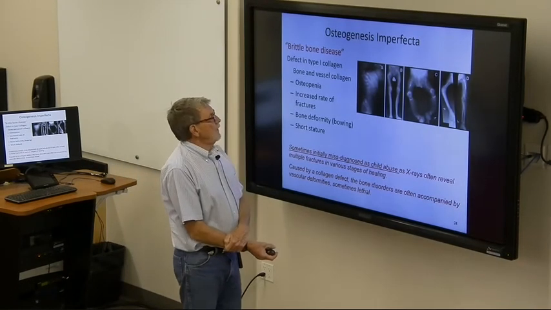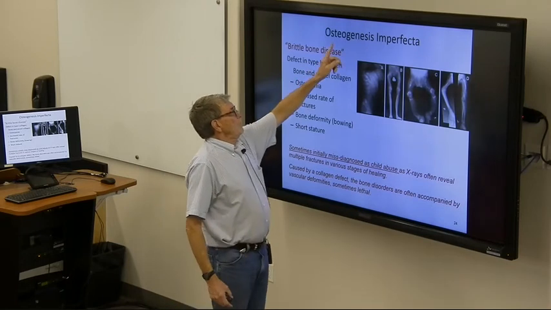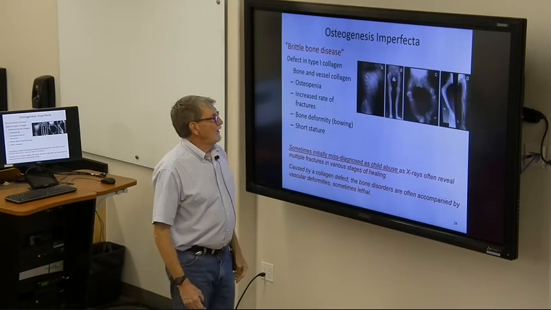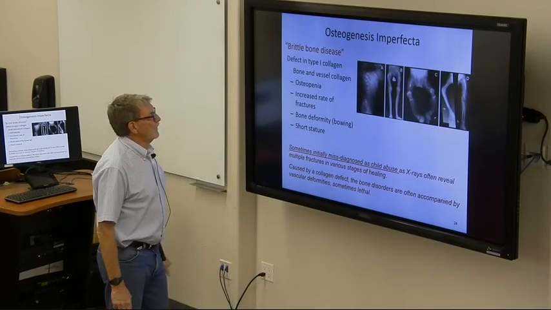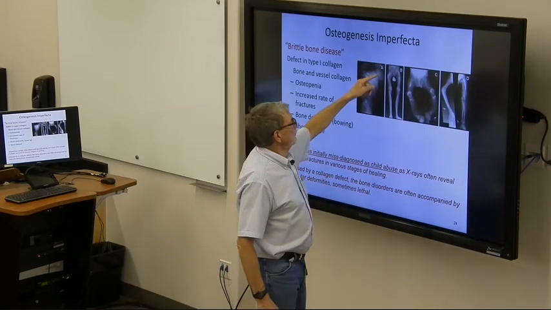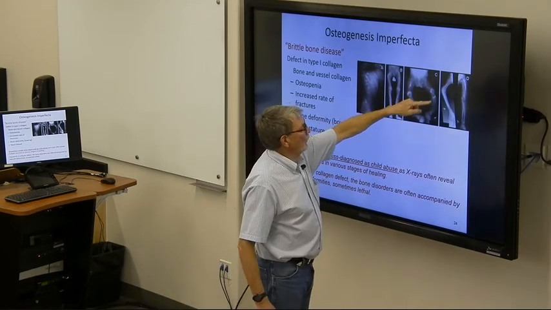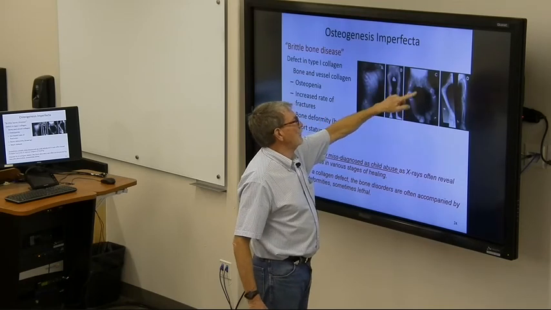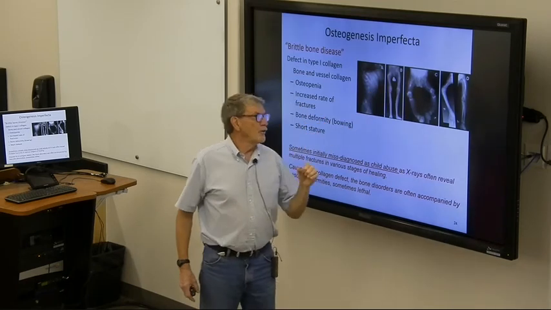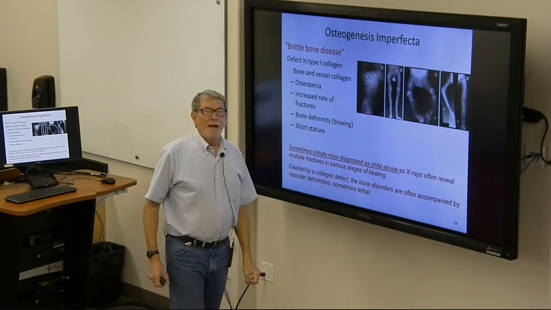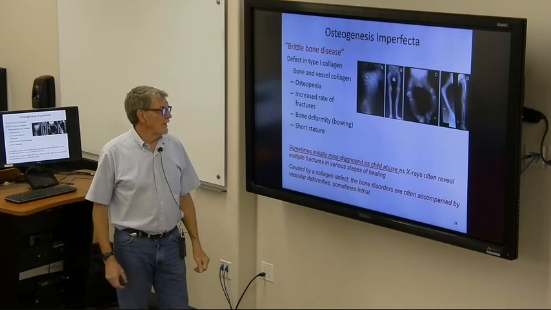Osteogenesis imperfecta means imperfect creation of bone. And this is a disease that's called brittle bone disease. And these are some pretty dramatic examples of the bone just being completely abnormally developed. It's not as thick as it should be. It's soft. It's bending. And it breaks easily.